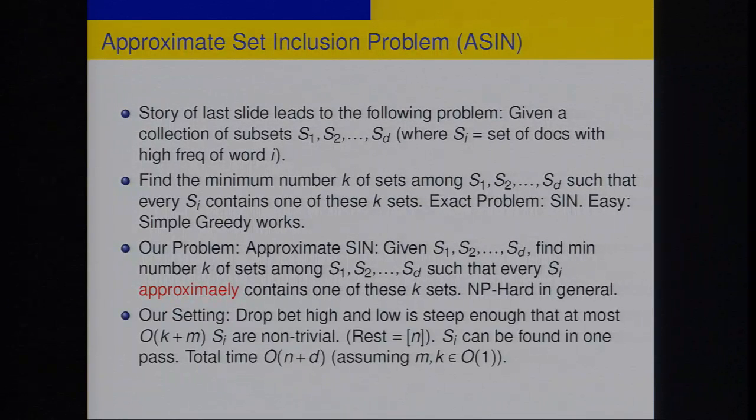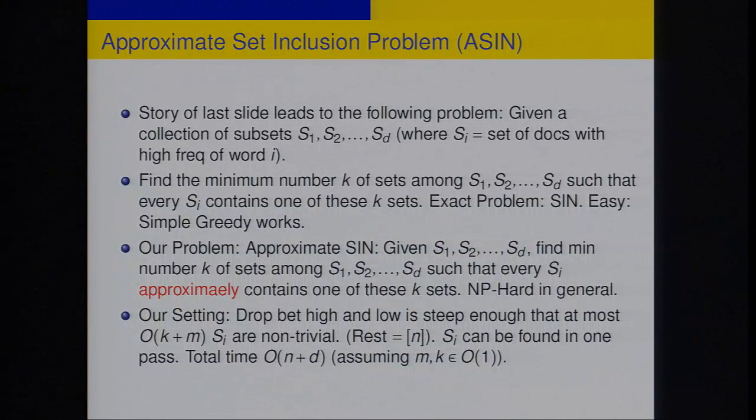In our setting, we solve it in linear time, so it must be positive. What happens, very roughly in one phrase, is that in our setting the drop between high and low is steep enough that very few SI are non-trivial. Ideally, I would like only k SIs to be non-trivial, only the catchwords, but that cannot be ensured. I don't know the catchwords, so at most this many are non-trivial. The rest are just everybody, because I look for a very big drop and I may not find it in general.